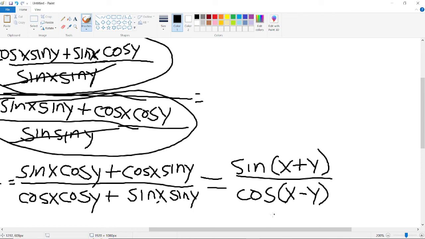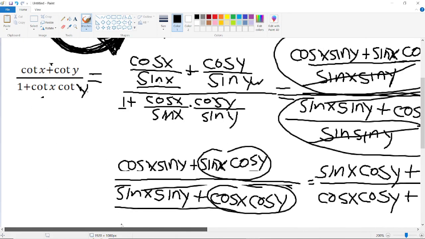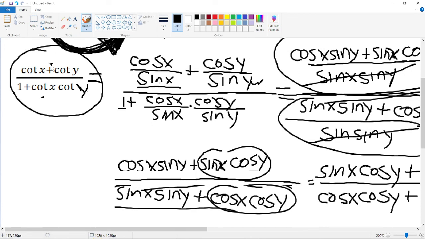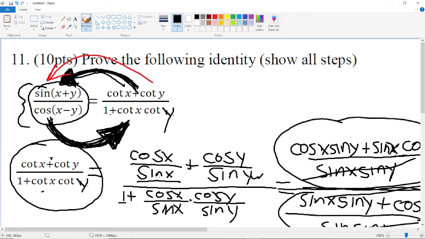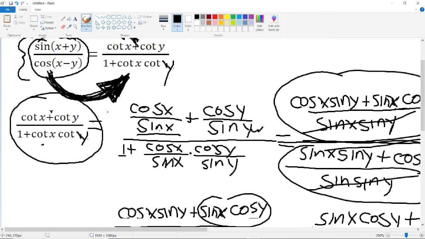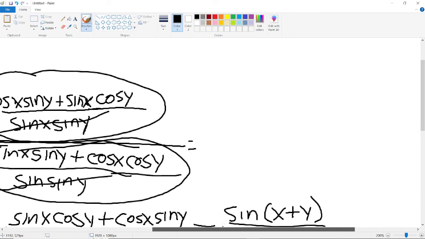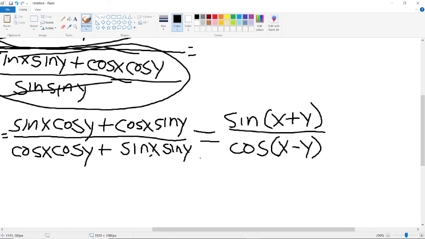And that gets us from the right, what was on the right originally, which is cotangent x plus cotangent y over 1 plus cotangent x cotangent y, to what was originally on the left, which is sine x plus y over cosine x plus y. We have proven that they are equal.